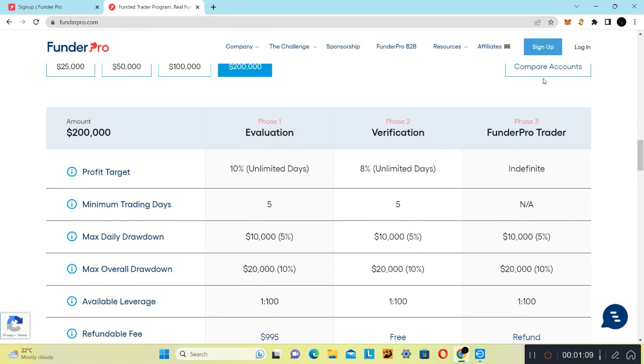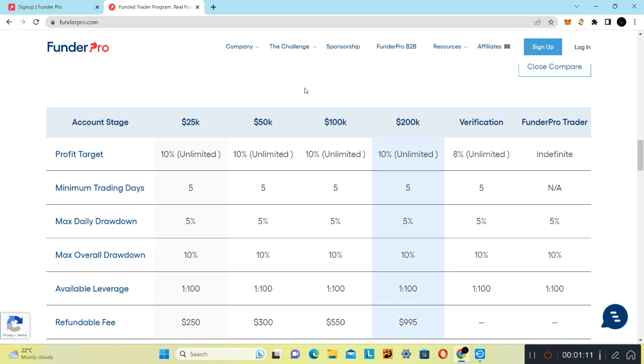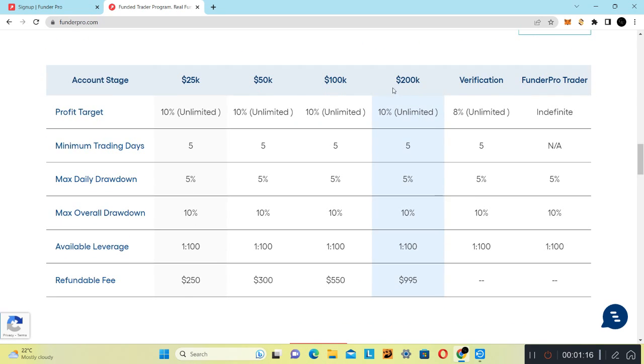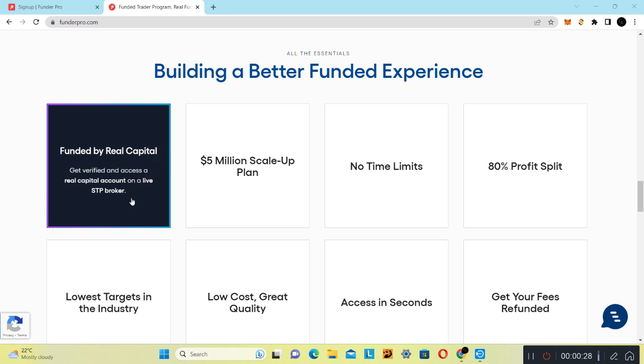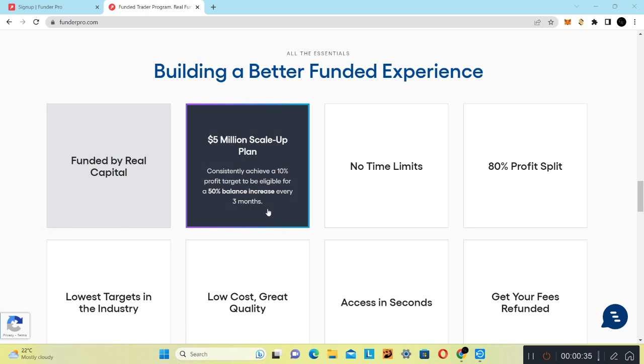Now we are also going to compare all the packages. So the first package is for $25,000 and the maximum package is for $200,000. So guys, some major utilities on the FunderPro which you will be able to use. So the first one is funded by real capital. Get verified and access a real capital account on a live STP broker.